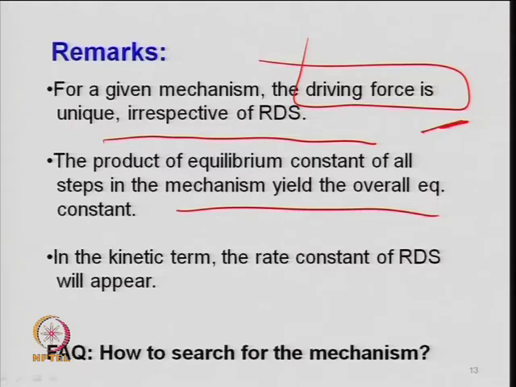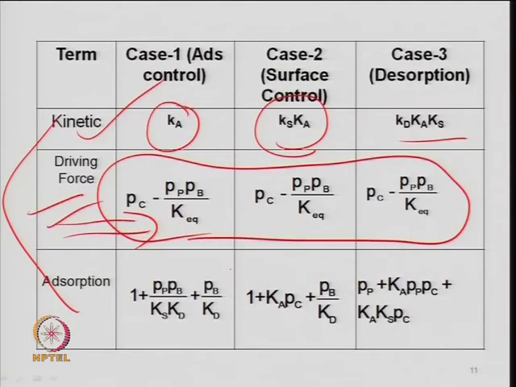In the kinetic term, the rate constant of the rate determining step will appear, right. So, the kinetic term, this one. Whichever is the rate determining, rate controlling step will come here. So, here you see the rate constant for the adsorption step has come, here the rate constant for the surface reaction has come, here the rate constant for the desorption has come. So, if this step is rate controlling, as I have already said, the kinetics gives you a rate constant equal to some pre-exponential factor times e to the power minus E upon RT, right.